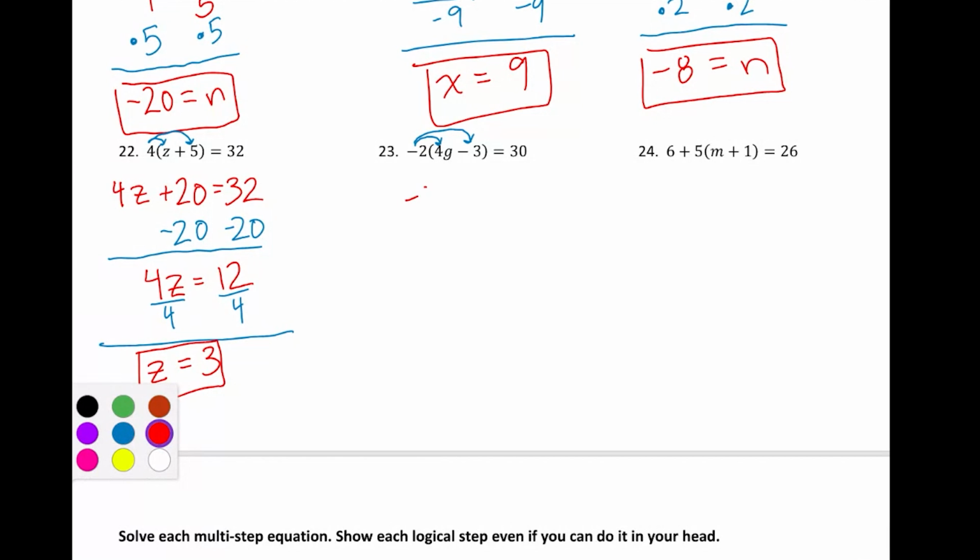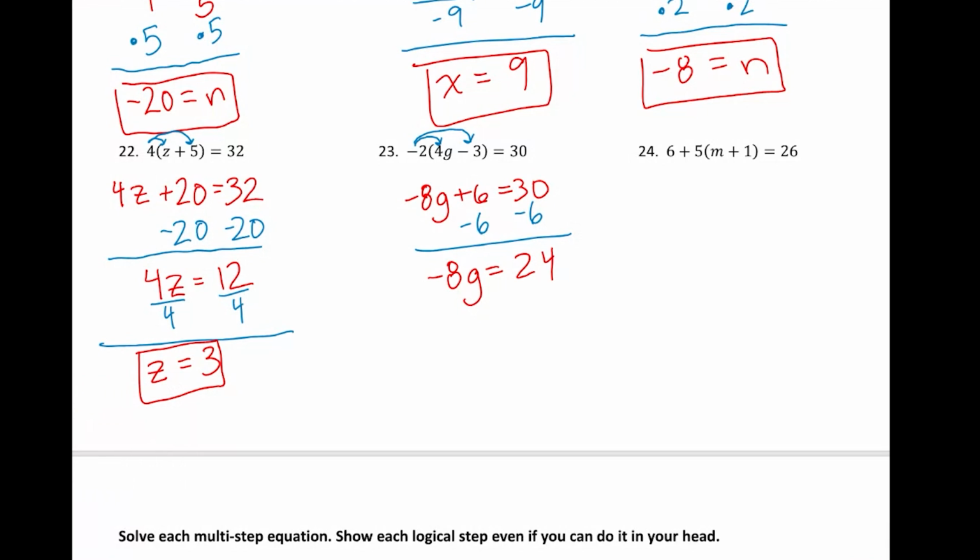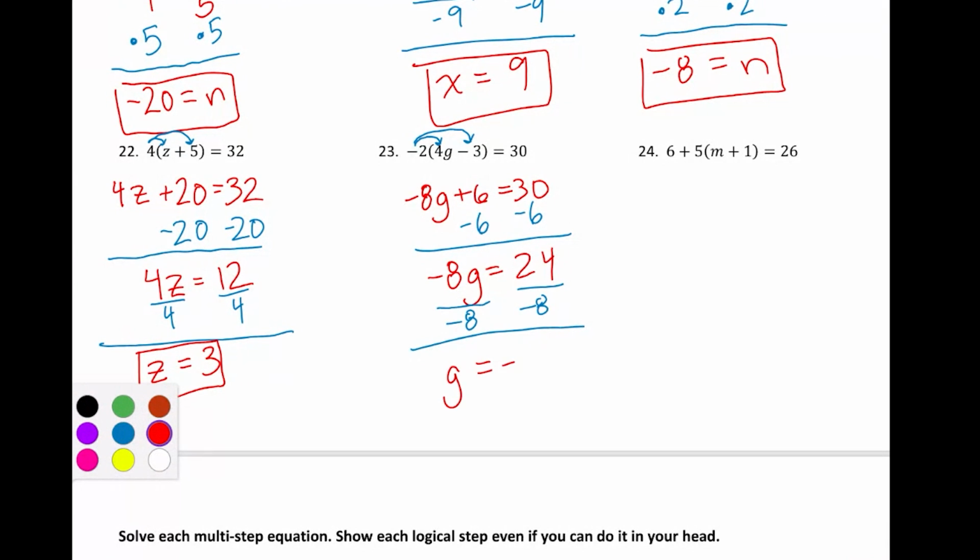Negative 2 times 4 is negative 8, so negative 8g. Negative 2 times negative 3 is positive 6. And I'm going to subtract 6 from both sides. That gives me negative 8g equals 20, would that be 24? 30 minus 6, just doing a double check here. Yeah, 24. Divide both sides by negative 8 to get g equals negative 3.